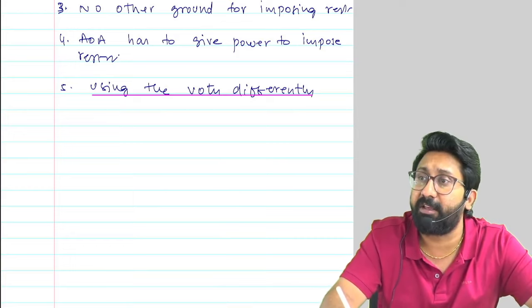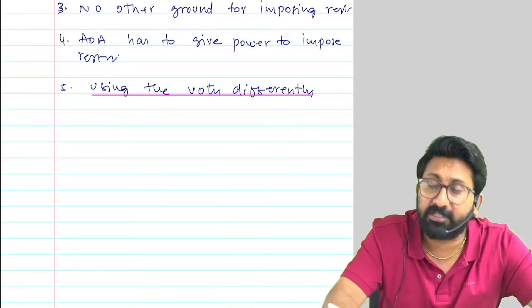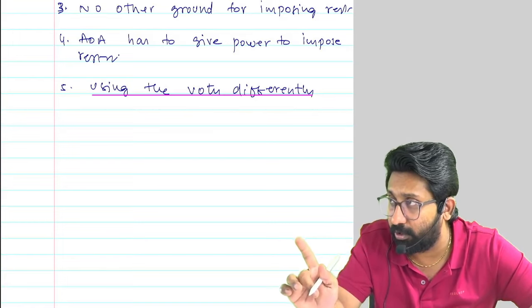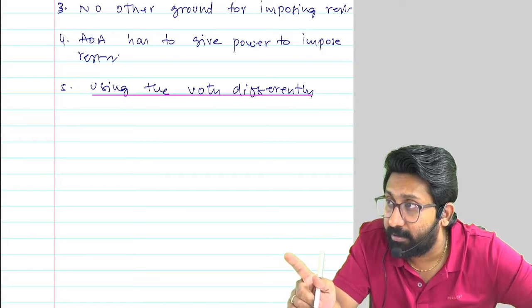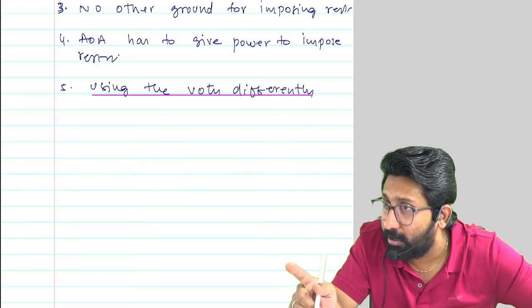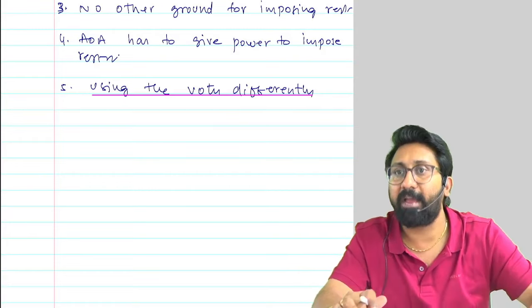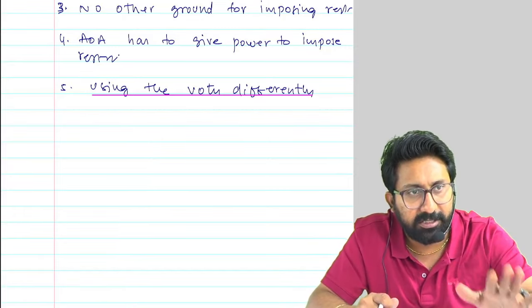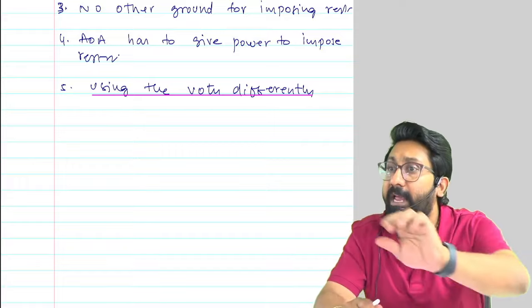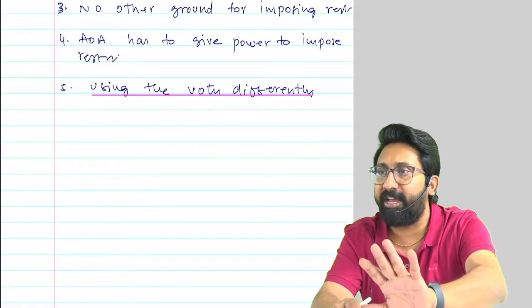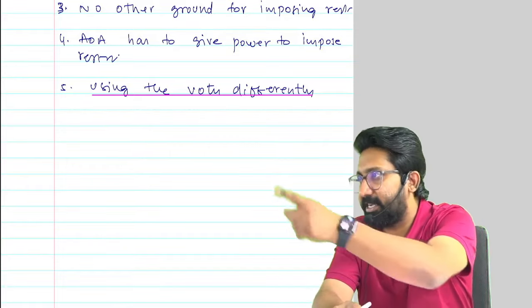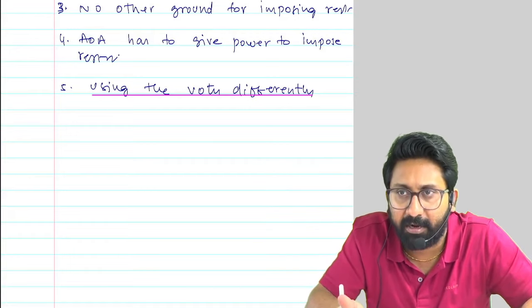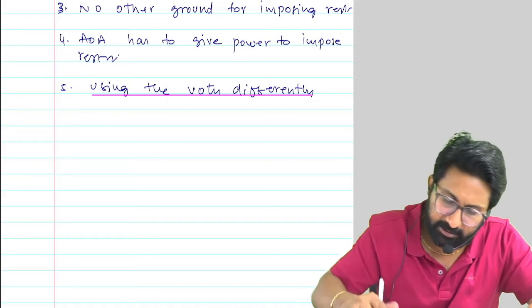Using votes differently, what does it mean? In case of show of hands, one person will have only one vote. But in poll, one share will have one vote. I have 10,000 shares. How many votes will I get? I can use 4,000 shares in favor and 6,000 shares against also. That is also said in section 106. Right.